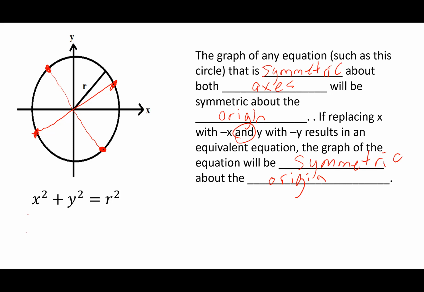Okay, and you can see that if you replace the x with negative x, and you replace the y with negative y, and I'm using parentheses here because if I'm replacing x with negative x, I want to make sure I'm doing the same thing to negative x that I was doing to x. I have to use the parentheses to show that I mean square the negative x. I want negative x times negative x. All right, and you can see that if you do that, negative x squared is the same as x squared, and negative y squared is the same as y squared. So the equation doesn't change, it stays the same. So therefore it is symmetric about the origin.